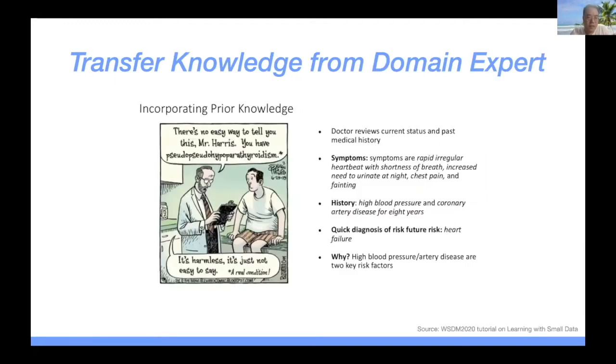But sometimes it's actually much faster to just incorporate prior knowledge. For example, in this picture, we want to predict the probability of heart failure given a patient's history and symptom descriptions. Let's say this doctor, this expert, told us that high blood pressure and artery disease are two key factors. To build our model, we could simply put very positive priors on these two factors, and that could make the model more robust.